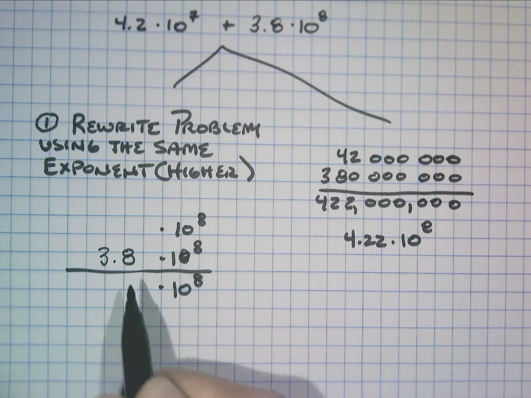Now, my 4.2 times 10 to the 7th, I had to take this up by a power of 10 in order to make it times 10 to the 8th. So I'm going to bring this down and write it as 0.42.